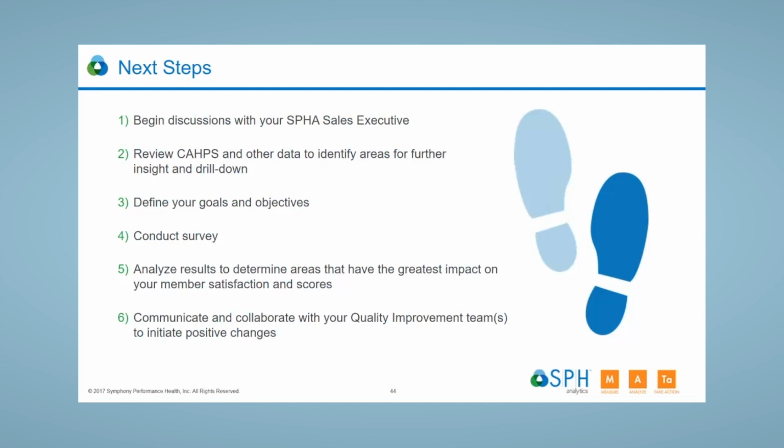When we talk about next steps, it's usually discussions with your survey advisor or sales executive, where you review your CAHPS data and identify areas for further insight and drill down. You want to be careful here to define your goals and objectives and decide which survey, protocol, and sampling methodology makes the most sense to achieve your goals. Then it'll be a matter of conducting the survey, analyzing the results, and then collaborating with your quality improvement teams to initiate change.